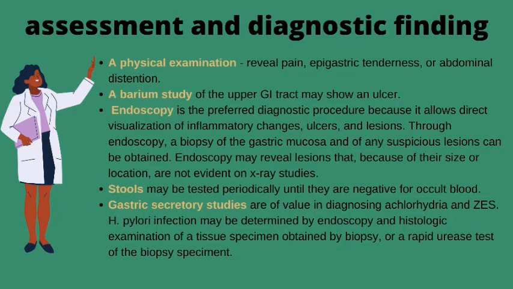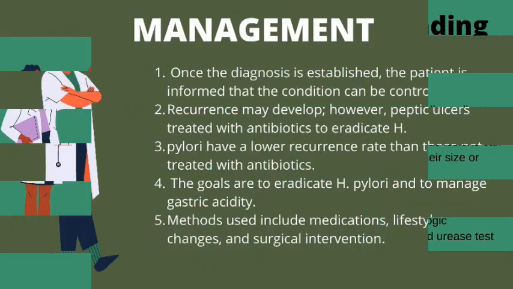Next is stool. In that we focus on testing for occult blood. Sometimes blood will be there in the stool, so to check that they are going to do the diagnostic test. And then the gastric secretory study. So these are some of the assessment findings about peptic ulcer.